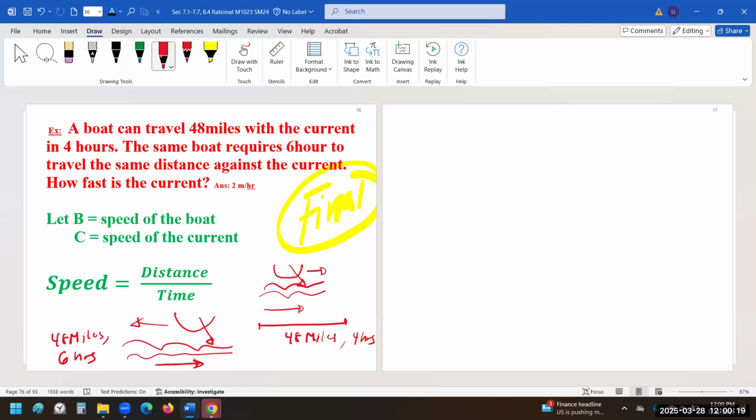Let's say B is the speed of your boat and C is the speed of the current. So if B is the speed of the boat and C is the speed of the current, how can you write an equation for this scenario? You're going with the current. So what equation can you write for that? Speed of your boat and speed of your current. How do you connect them? Or how can you write one equation by connecting them? Any idea?